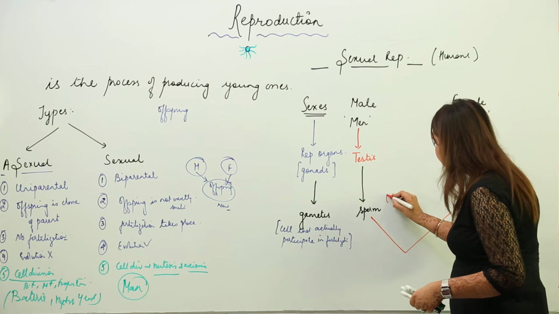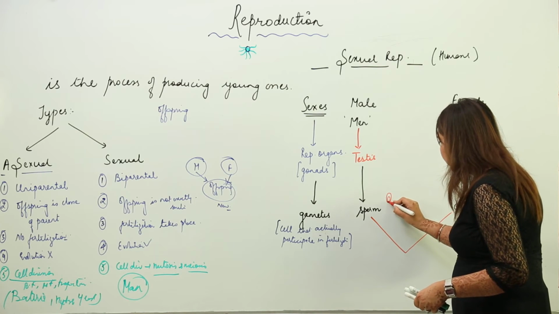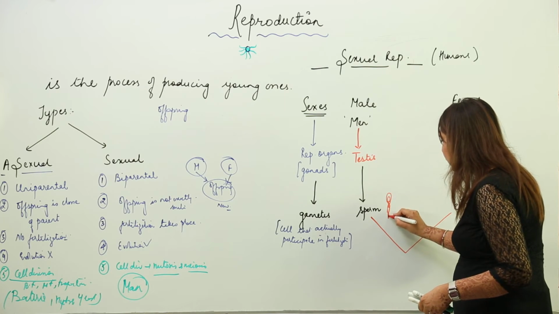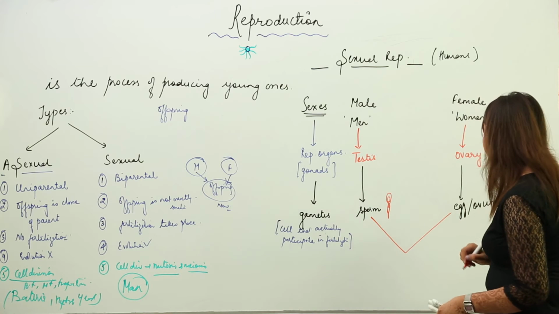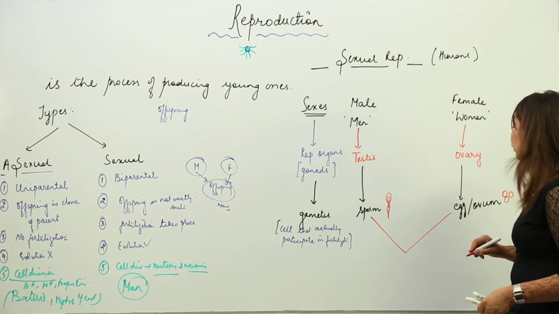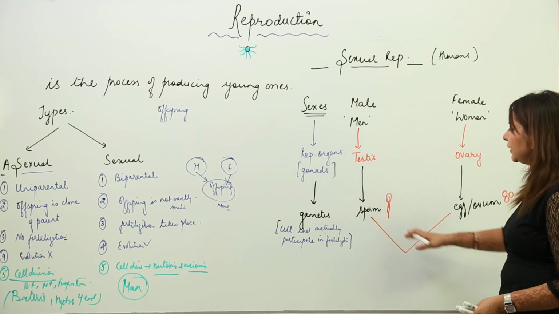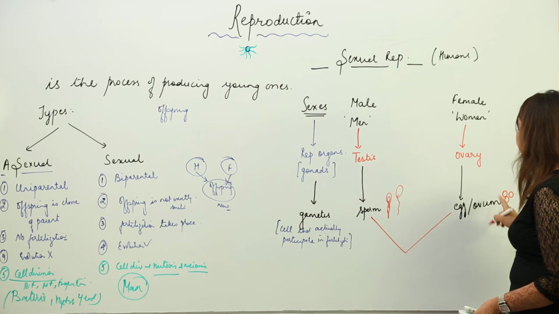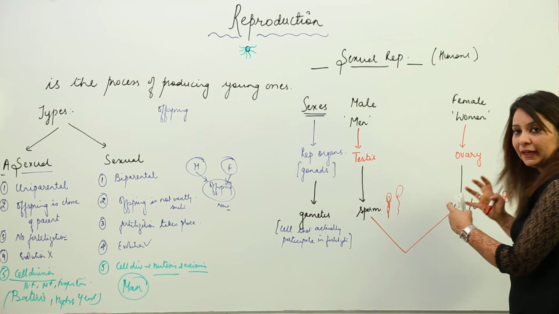Sperm looks like this. I am just going to draw it. It looks like this kind of thing. And the egg we know is round. We will be taking the diagram in detail also. As for now, I am just telling you that sperm is like this, or you can make it like this also, and eggs are like this. Now sperms and eggs are going to fuse.